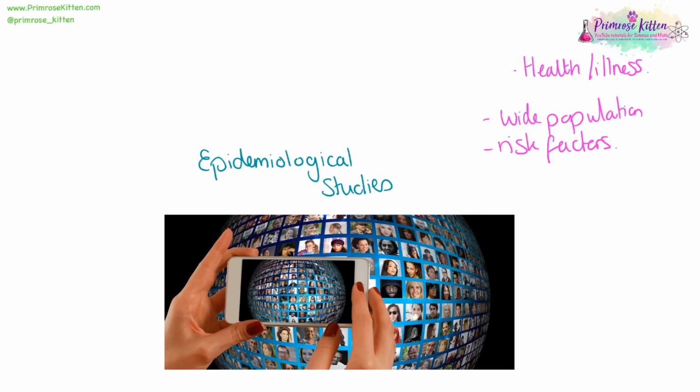So if we wanted to look at the effect of exercise on health, we could take our population, look at people that do lots of exercise, and compare them to people that didn't do any exercise. And because we have such a large population of people we're looking at, then we can compare the two groups. And we can follow these groups for years and years to see what the effects are going to be.